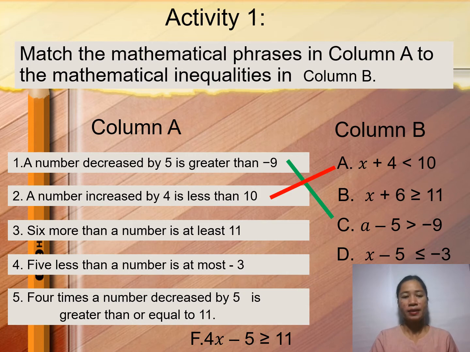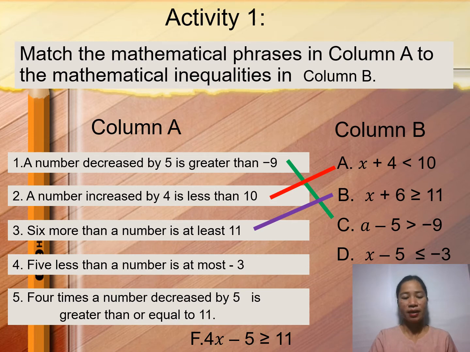Next, 6 more than a number is at least 11. The answer is x plus 6 is greater than or equal to 11. So x represents a number, 6 more meaning add 6, and then the symbol that we use for at least is greater than or equal to.